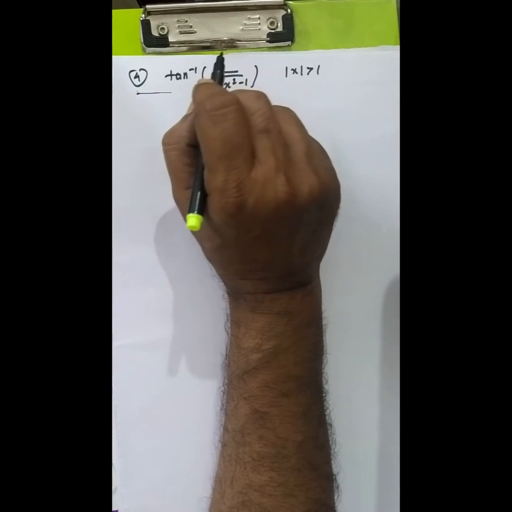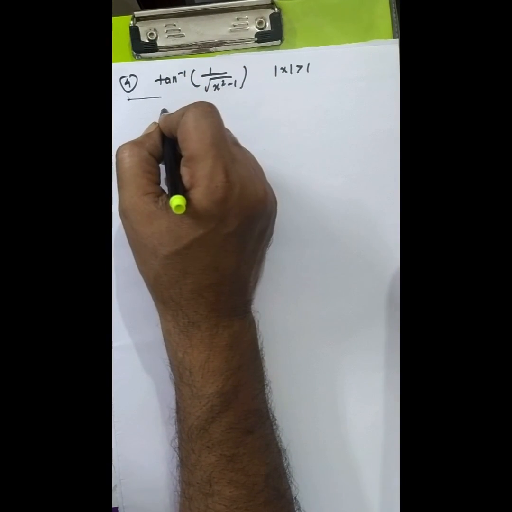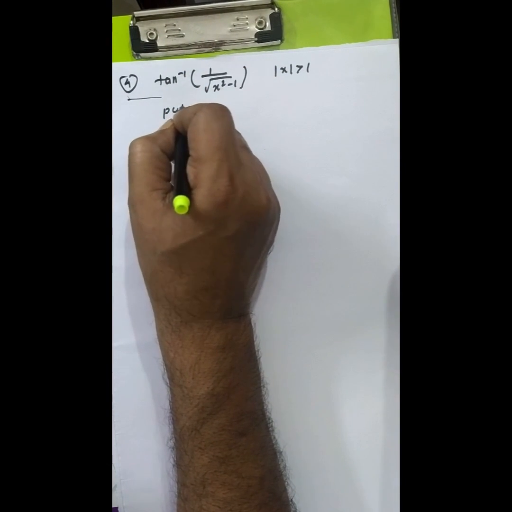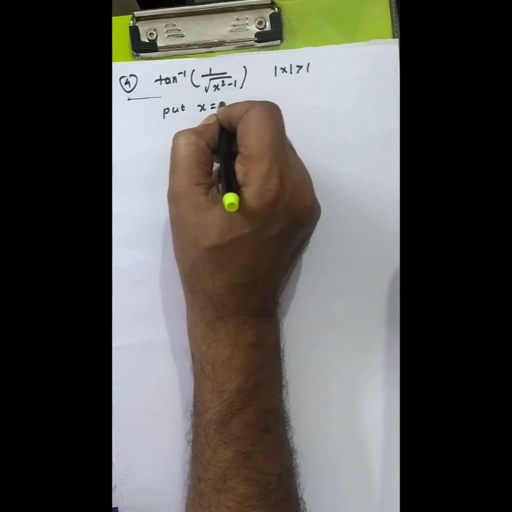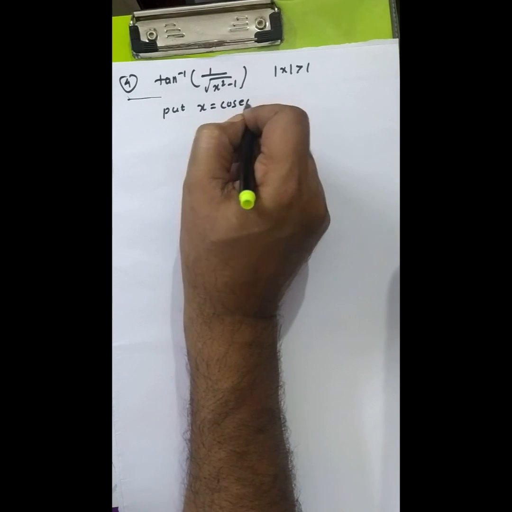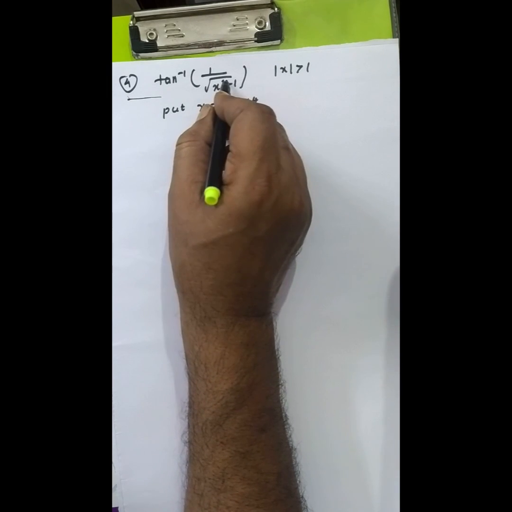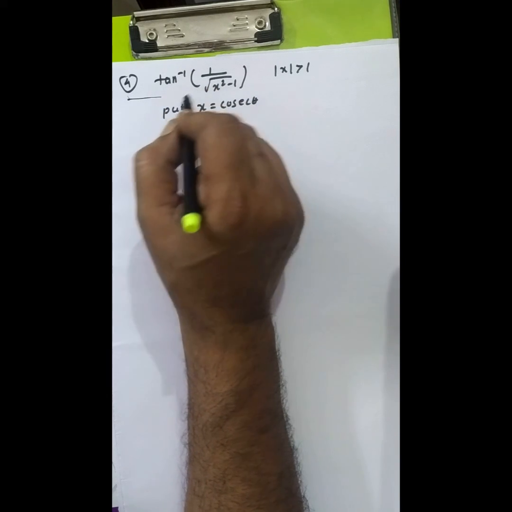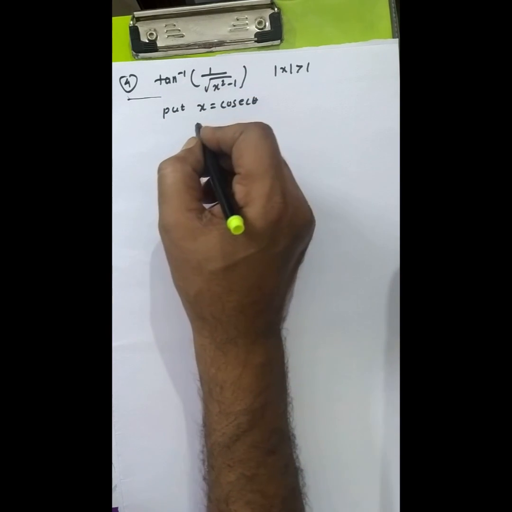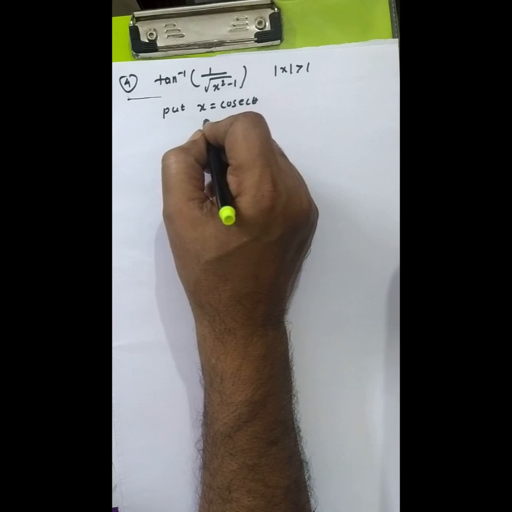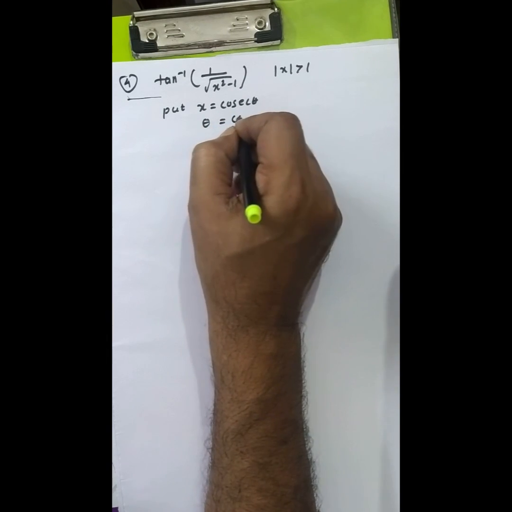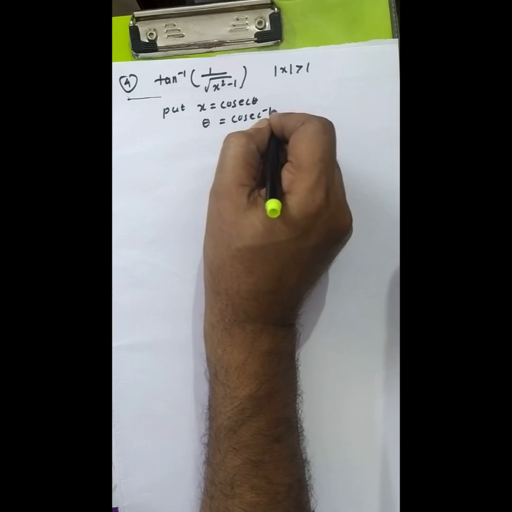So for this we can go for substitution. Put x is equal to cosec theta. The reason is cosec square minus 1 will be cot square, root of cot square will be cot, 1 by cot will be tan. Then it will be converted in the form of tan inverse of tan y. X is equal to cosec theta, so theta is equal to cosec inverse of x.